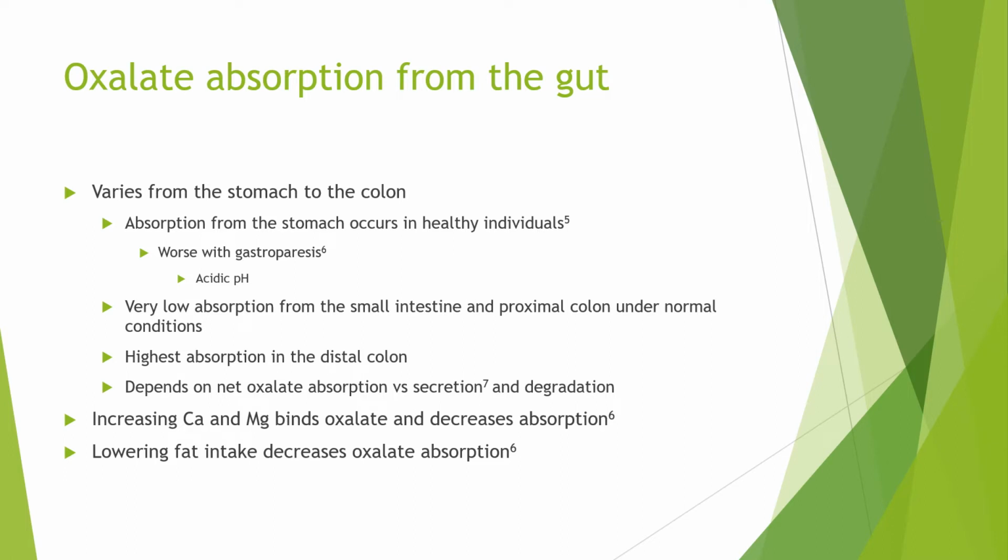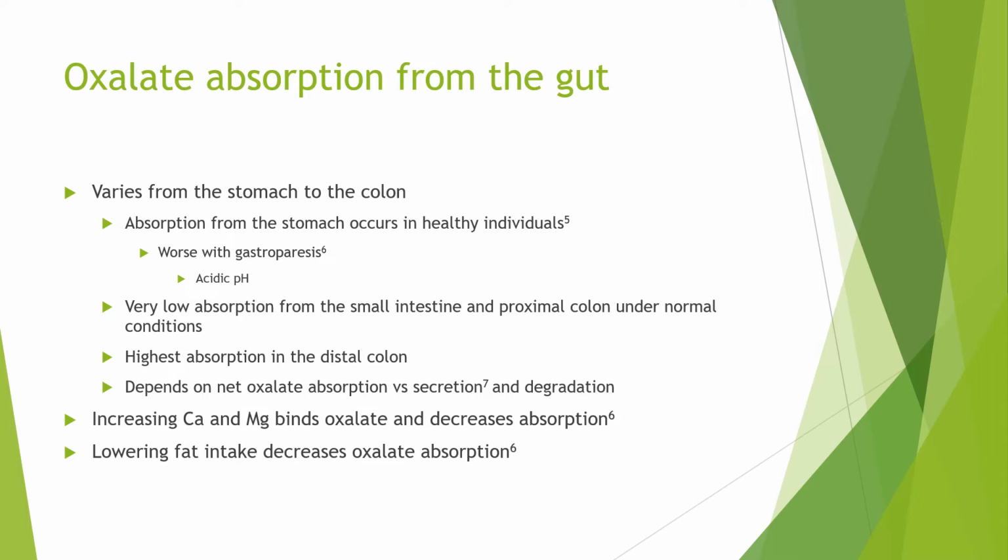So as foods high in oxalates sit in the stomach and swirl around, the acidic pH increases the absorption of oxalate from the stomach. That's why we do see absorption from the stomach. Then we move along into the small intestine. There's very low absorption of oxalate from the small intestine. That's for a couple reasons we'll discuss in a moment, as well as the proximal colon, which is the first part of the large intestine.